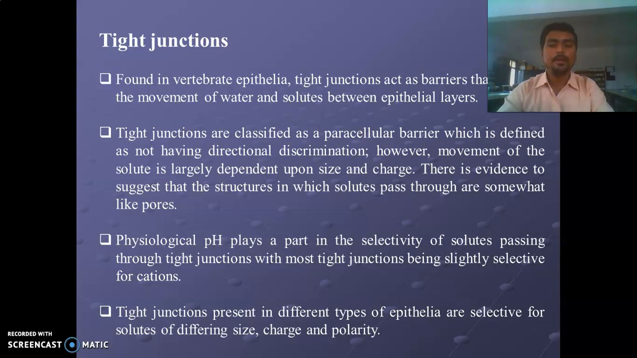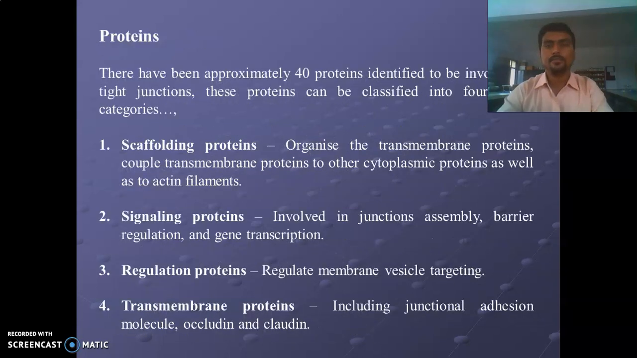Physiological pH plays a part in the selectivity of solutes passing through the tight junction, with most tight junctions being slightly selective for cations only. The tight junctions present in different types of epithelia are selective for solutes of different size, charge and polarity. Now, approximately 14 proteins have been identified which are involved in the tight junction.